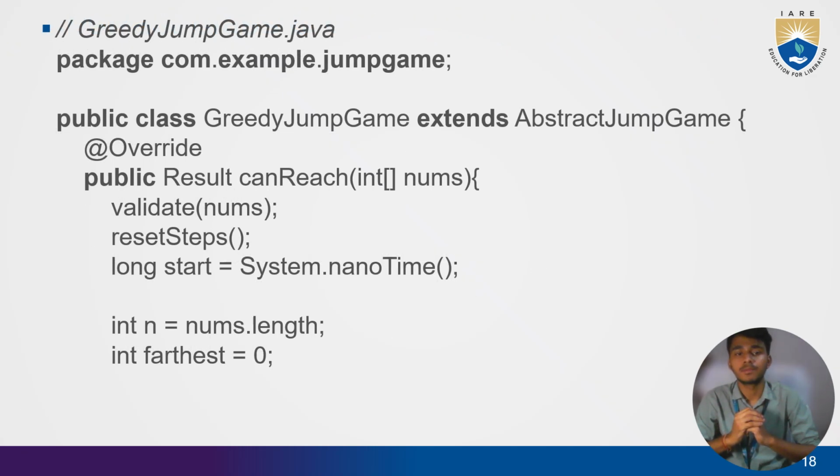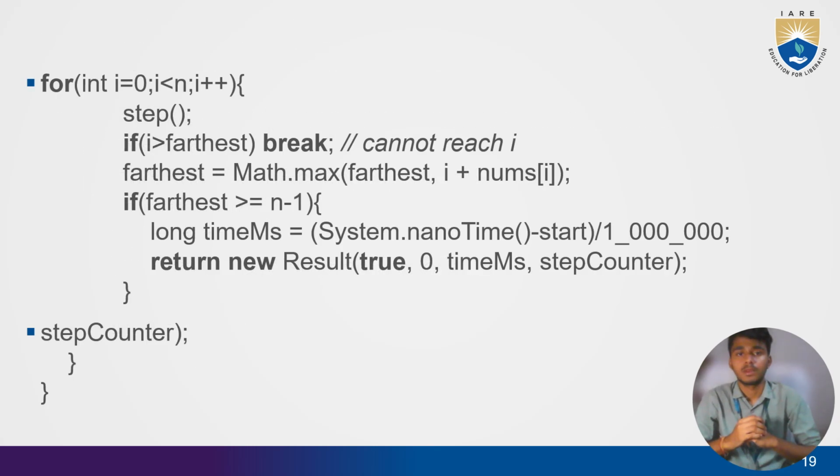Greedy jump game. We have to override the method and initialize n equal to nums.length and farthest equal to 0. We implement a loop from 0 to n minus 1. If nums length is n, initialize farthest equal to 0. Loop i from 0 to n minus 1. Step counts the inspection of i.